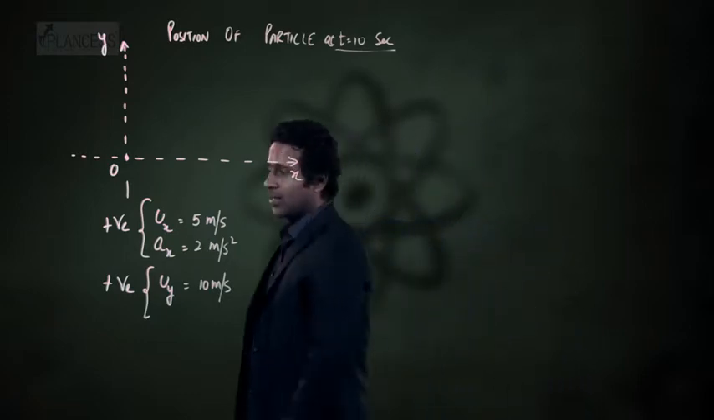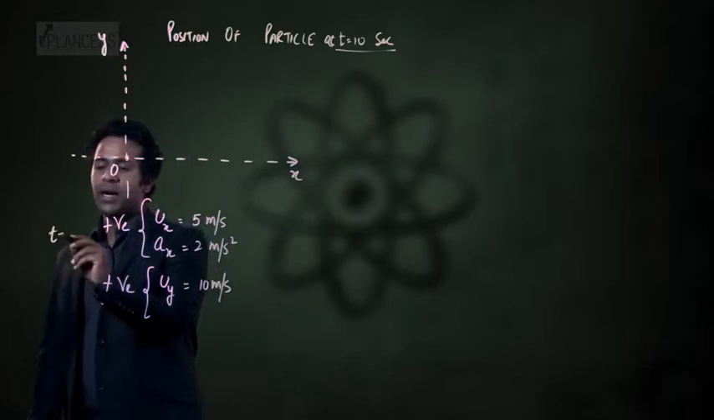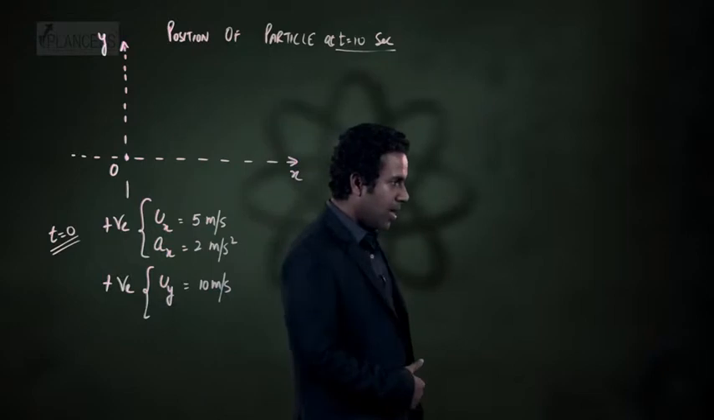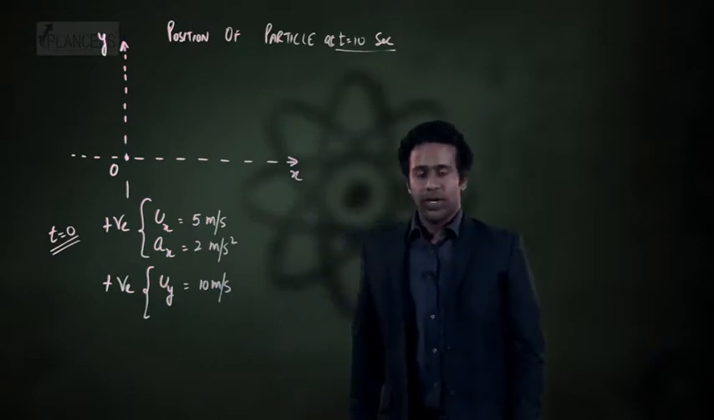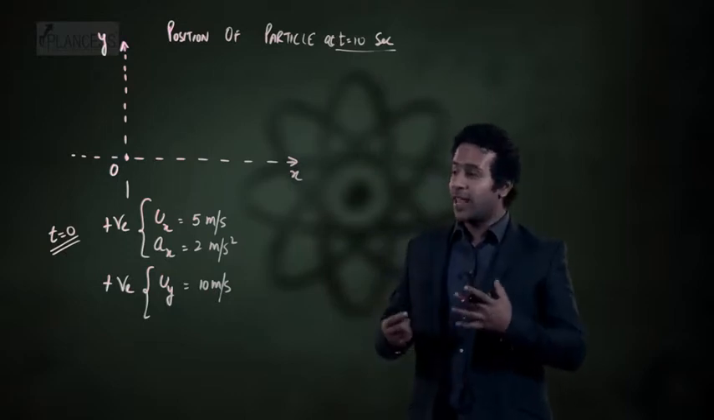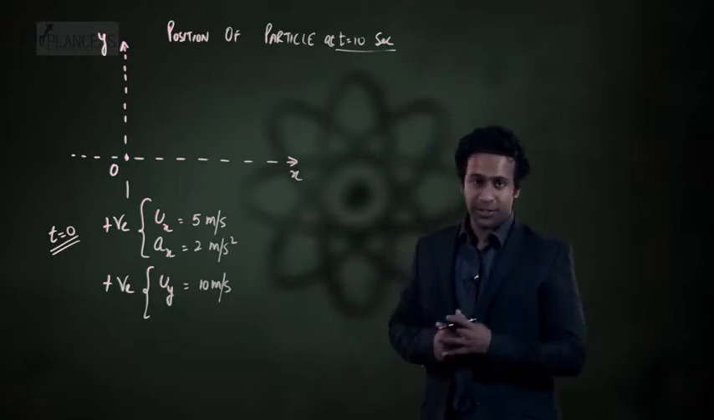We know that at t equal to 0, the particle was at origin. Right. Now, how should we do this? Here we see we are given variables which are in two different dimensions.